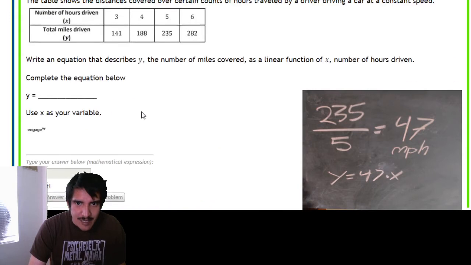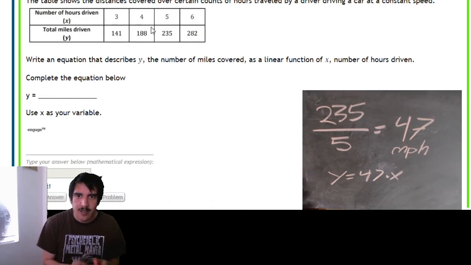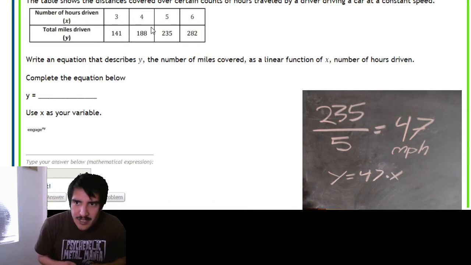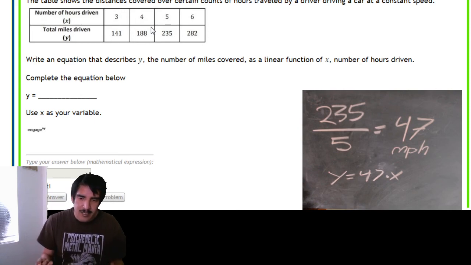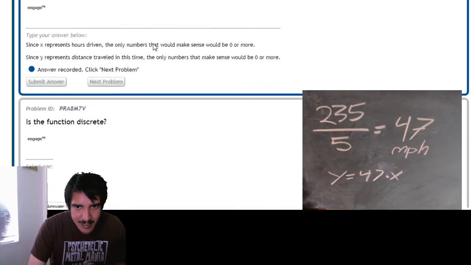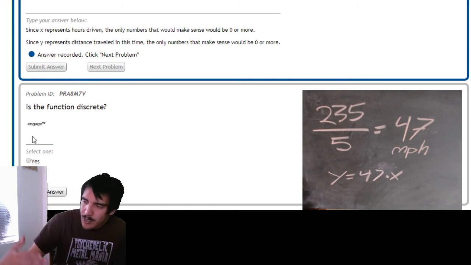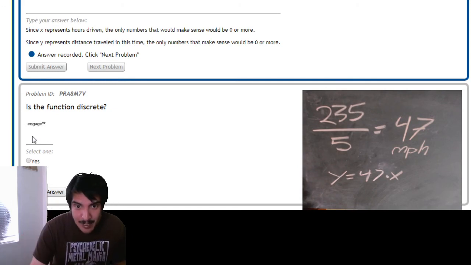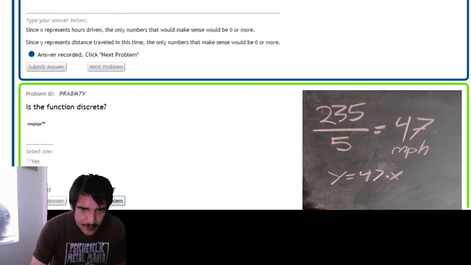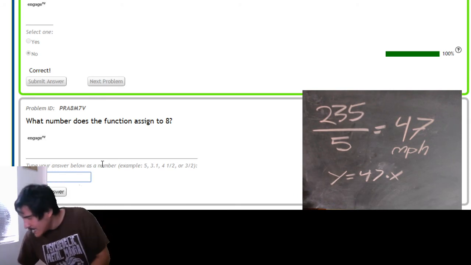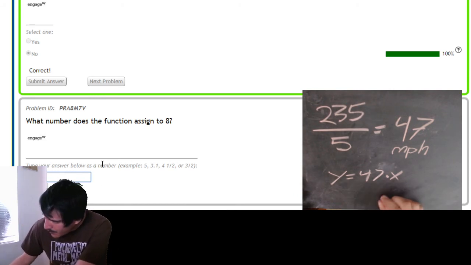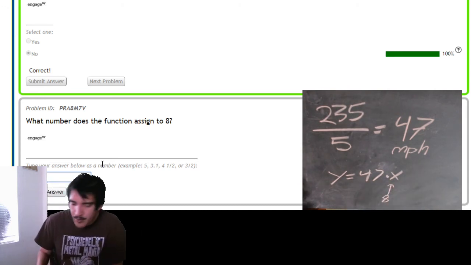Is the function discrete? So we only see whole numbers here, but if you're driving a car and time is going by, can you have a decimal amount of time or a decimal amount of miles? The answer to that is yes, because you're continually driving. It's not like you're counting one by one items, right? So is the function discrete? No, it is not. What number does the function assign to 8? Meaning if we drove for 8 hours, what output would be assigned?